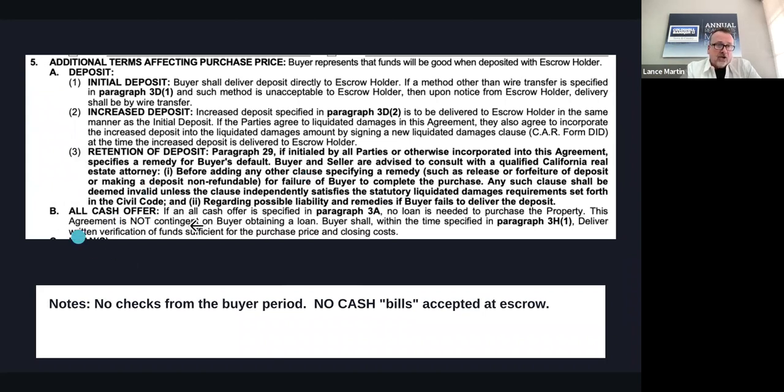If it's an all cash offer, as specified in paragraph 3A, going back, there's no loan required. The offer is not contingent on the buyer obtaining a loan. And the buyer shall deliver the verification of funds per paragraph 3H1. So if you have a cash offer, make sure that they've got proof of funds, make sure that that cash is available.